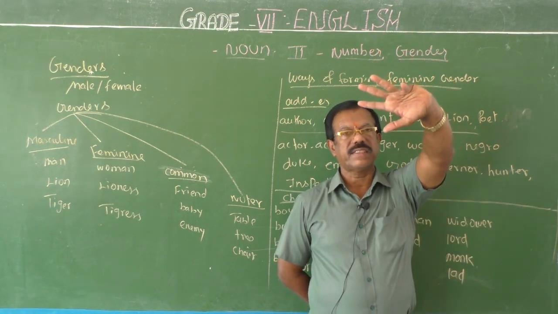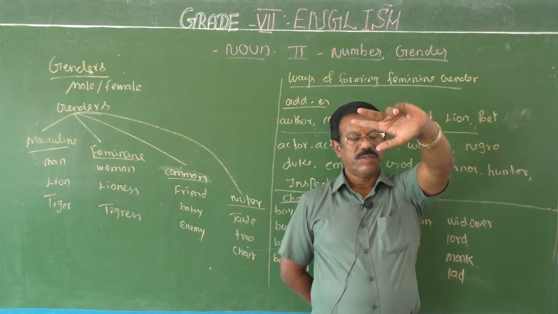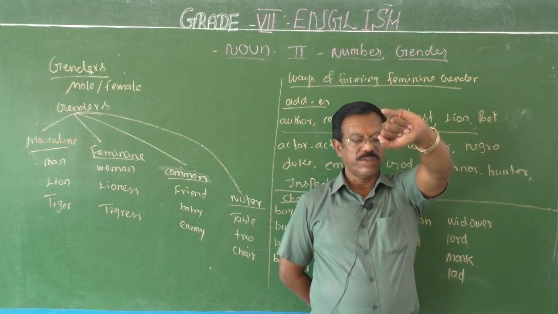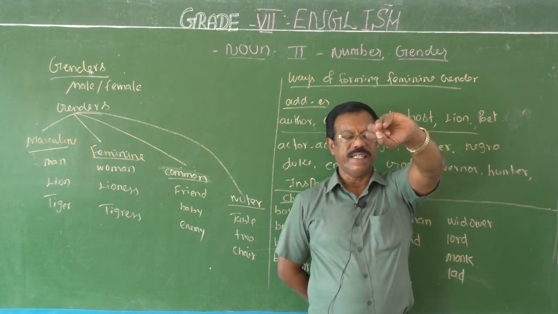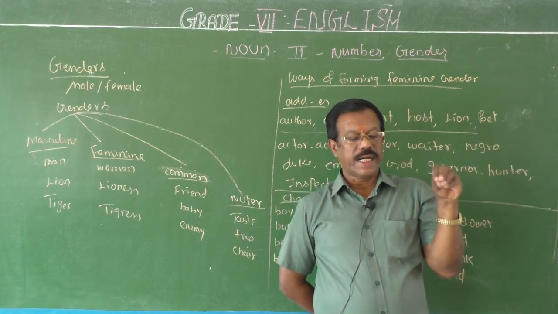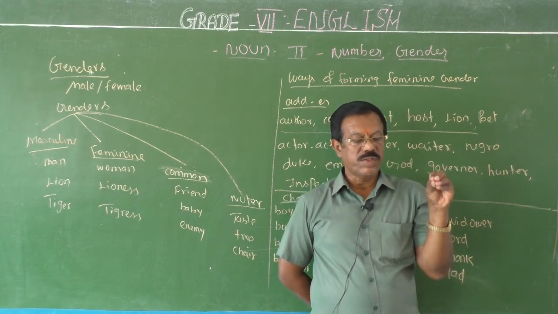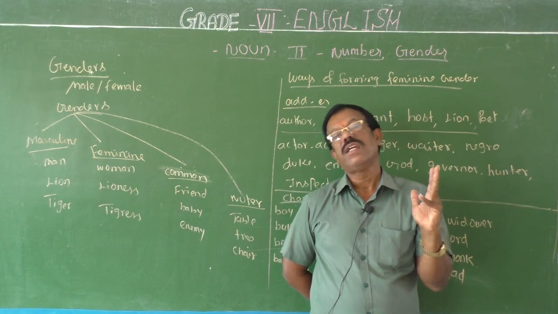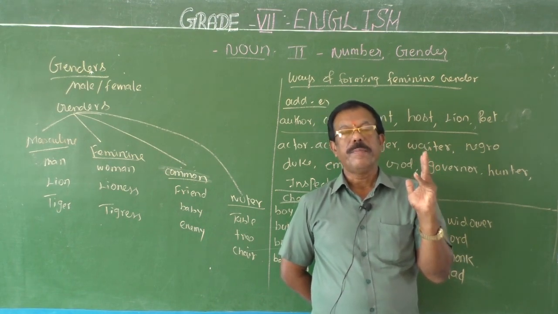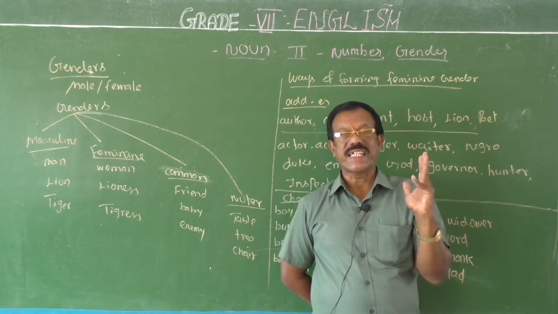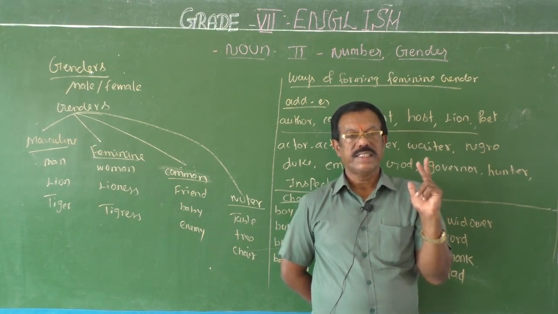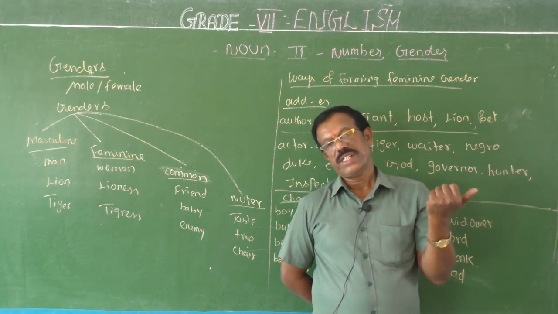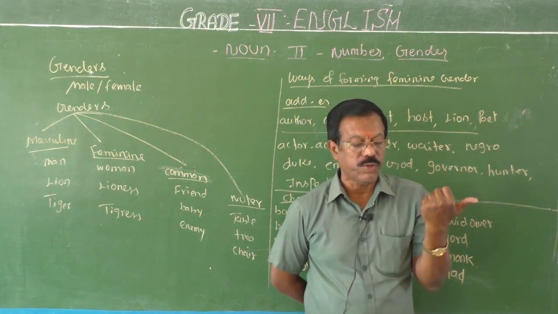You know that lion, lioness, tiger, tigress, boar, B-O-A-R, boar, sow, duck, drake, deer, hind, bull, cow, cock, C-O-C-K, cock, hen, colt, C-O-L-T, colt, filly, F-I-L-L-Y, fox, vixen, peacock, peahen, stag, S-T-A-G, stag, hind, stallion, mare, sheep, ewe.